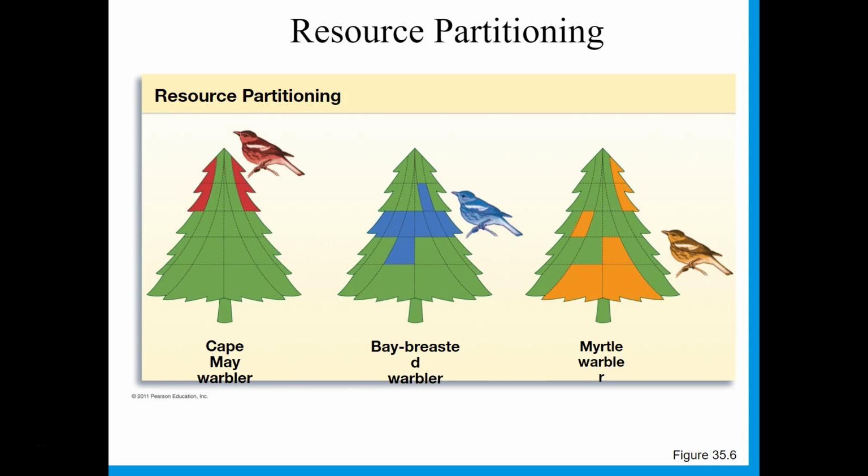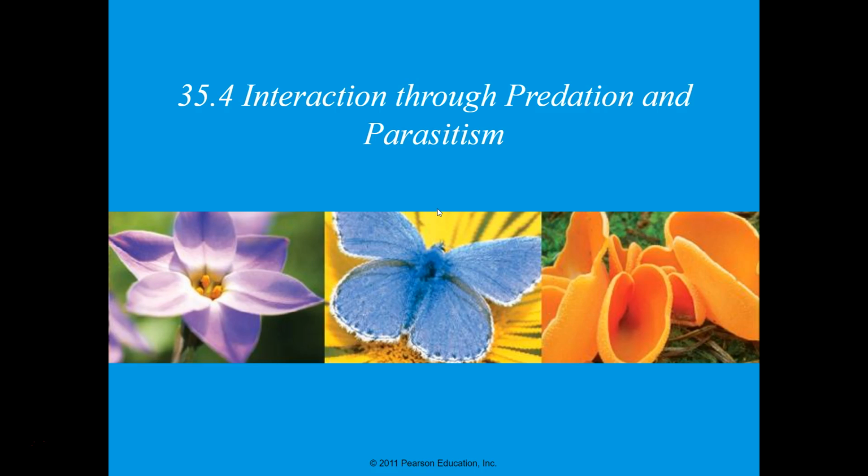And so here you have these different kinds of birds. You have a Cape May warbler, bay-breasted warbler, and a myrtle warbler. They're all living in the same trees, competing for the same scarce resource, but they've split the tree up. And so these Cape May warblers really only live on top. Bay-breasted warblers only really live in the middle. And these myrtle warblers live maybe a little on the top, maybe a little on the bottom, but not in the same regions as these other birds. So this is resource partitioning.